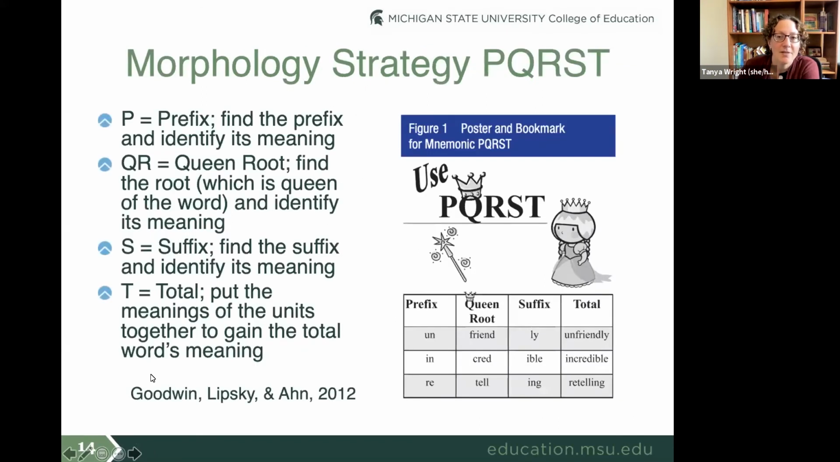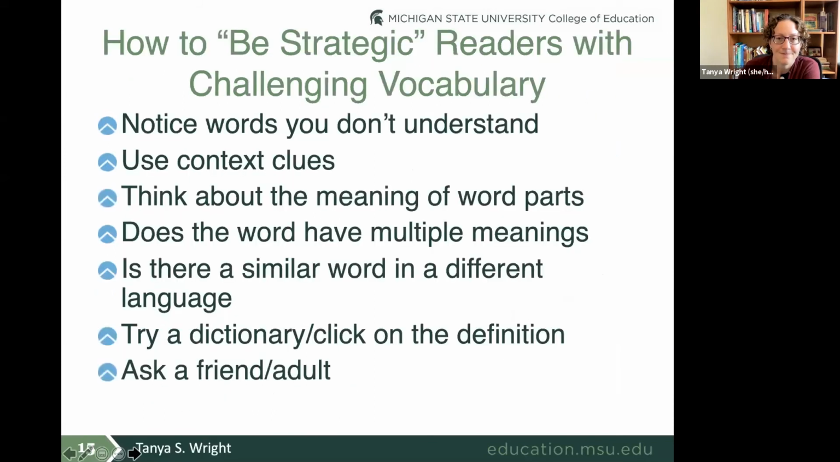Here's another way of teaching kids this strategy, PQRST. This is helping kids to think about the prefix of the word. Do you know anything about the prefix's meaning? They call it the queen root, because the root is so important. Do you know anything about the root? The suffix, do you know anything about the suffix and what meaning that might do? And can you put it all together? Can you total it all together? And there are some examples. So it's another way to teach this to kids.